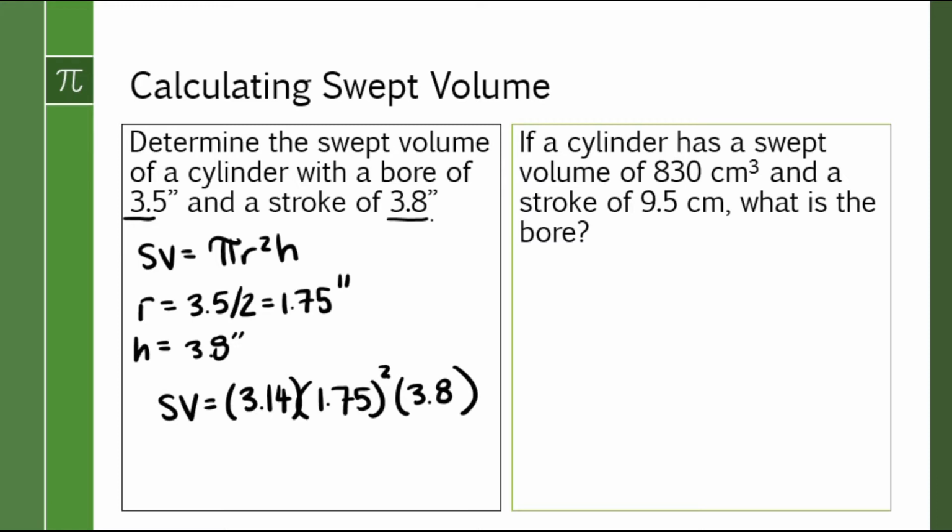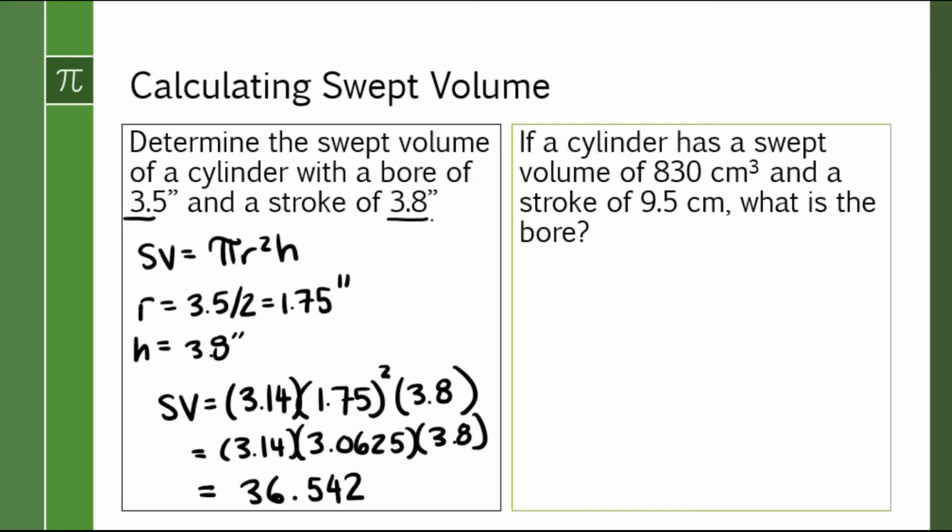Okay. So just putting in an extra step so we make sure that we see that when you do this, remember order of operations, you're going to have to do that 1.75 squared first, which is 1.75 times 1.75. So make sure you're getting a value like this on your calculator and then multiplying it by the stroke or height, which is 3.8. So our swept volume should be 36.542. If we are finding a volume, we start in inches and we end up with cubic inches. So either CI or in³ after it.